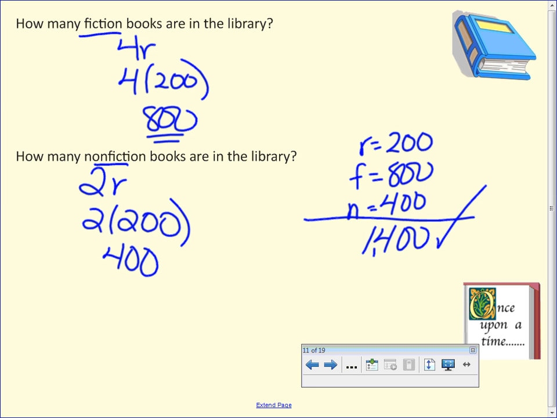Because the equation was 4R, because they told us in the beginning we had 4 times as many resource. So 4 times R. I replaced R with 200 because we knew that R equaled 200. Did that answer your question? You sure? Okay.